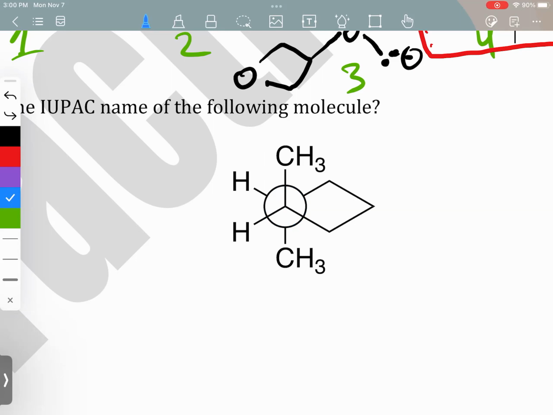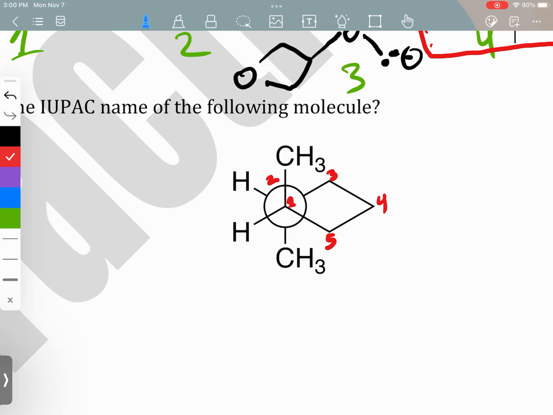So from the Newman projection here, we can actually number the longest carbon chain. We have a methyl on carbon 1 and a methyl on the back carbon, so that'll be carbon number 2. So you can say 2, 3, 4, 5. That's the longest carbon chain. Any questions on how I did that?